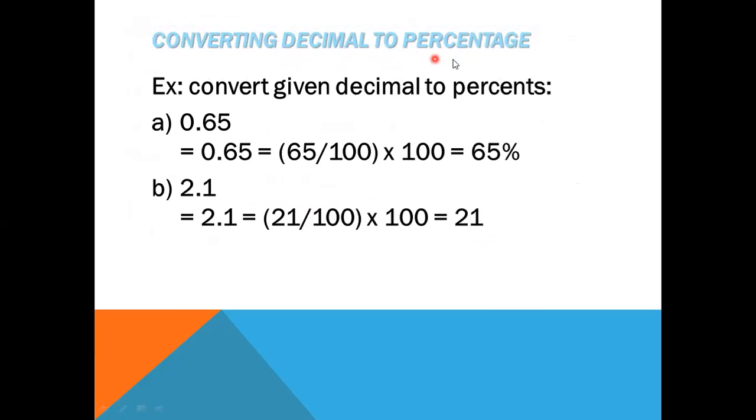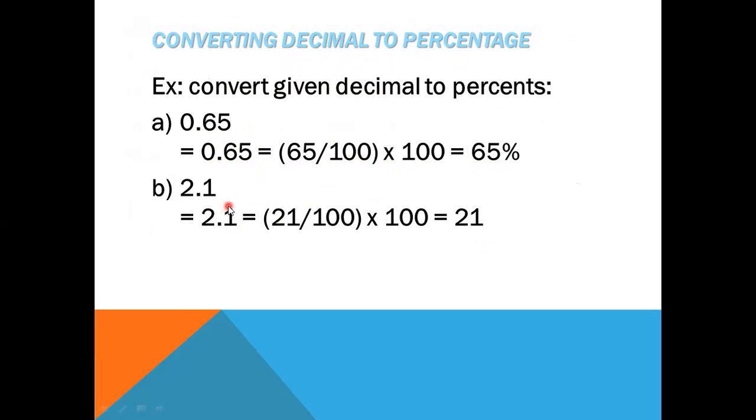Next, converting decimal to percentage. So decimals, how can we convert them to percentage? Convert given decimal to percent. So here 0.65 they have given. So 0.65. After the point you can see here two decimal places are there. If two decimal places are there, you can think of it as 100. So now 65 by 100, and if you want to convert to percent, multiply by 100. So you will get 65%.